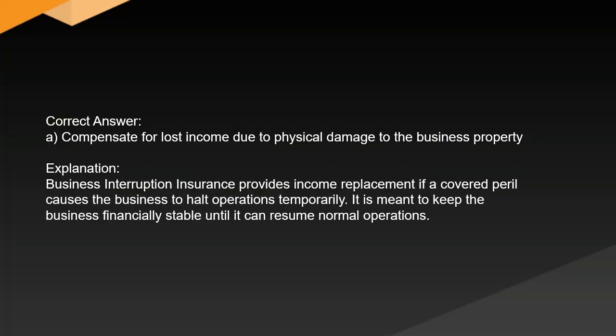Correct answer: A. Compensate for lost income due to physical damage to the business property. Explanation: Business interruption insurance provides income replacement if a covered peril causes the business to halt operations temporarily. It is meant to keep the business financially stable until it can resume normal operations.